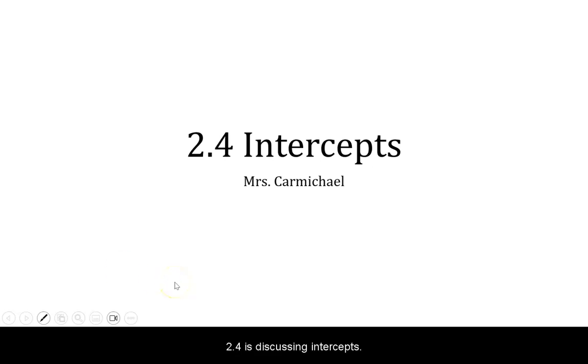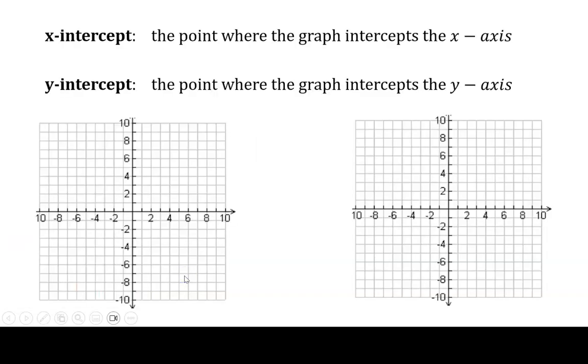2.4 is discussing intercepts. So the x-intercept is the point where the graph intercepts the x-axis. So where does the line touch on the x? And the y-intercept is the point where the graph intersects the y-axis. So where does the line touch the y?